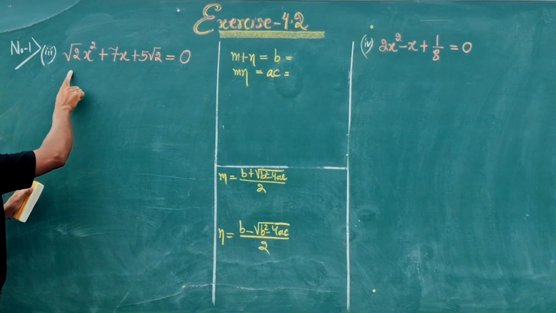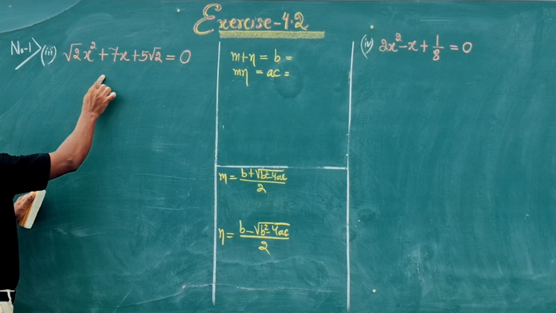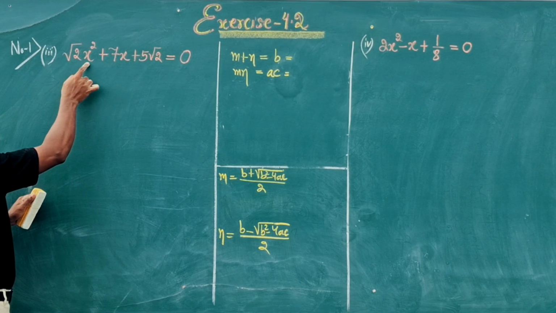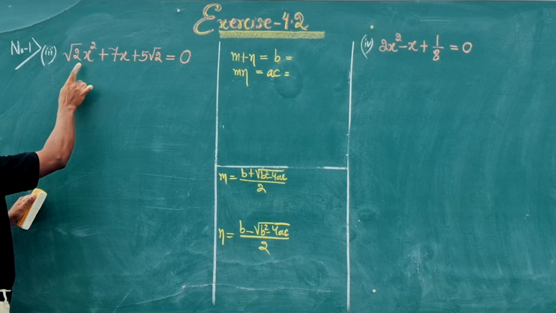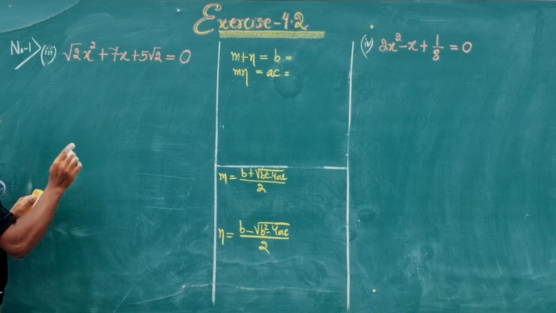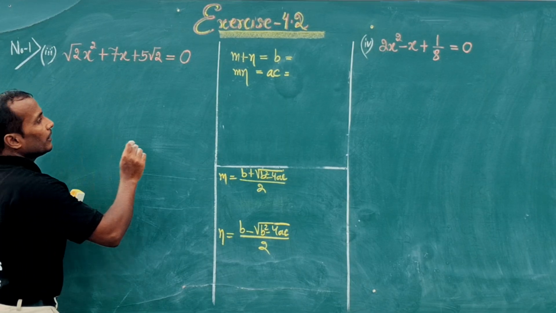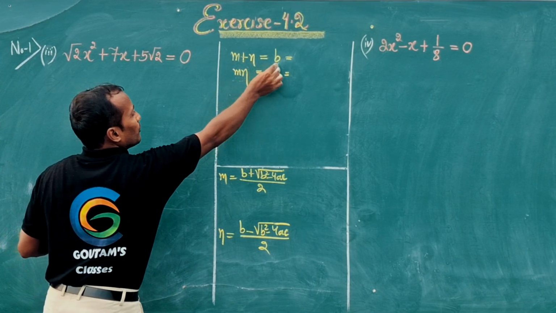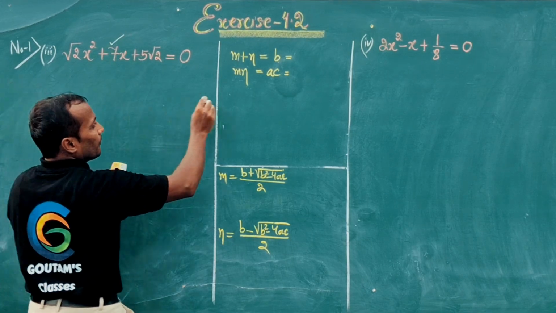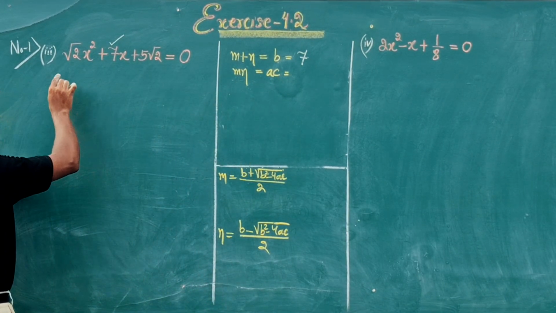Question number triple I is root 2 x square plus 7x plus 5 root 2. Here also we shall try to split the middle term. Is it in standard form first? Let us check it. The term with x square, means ax square, yes, it is in the first place. Then bx, then c. Alright, so middle term is 7x. Now we shall split it into two parts. And the sum of the two parts, m plus n, has to be equal to b, which is 7. And product has to be equal to product of a and c.